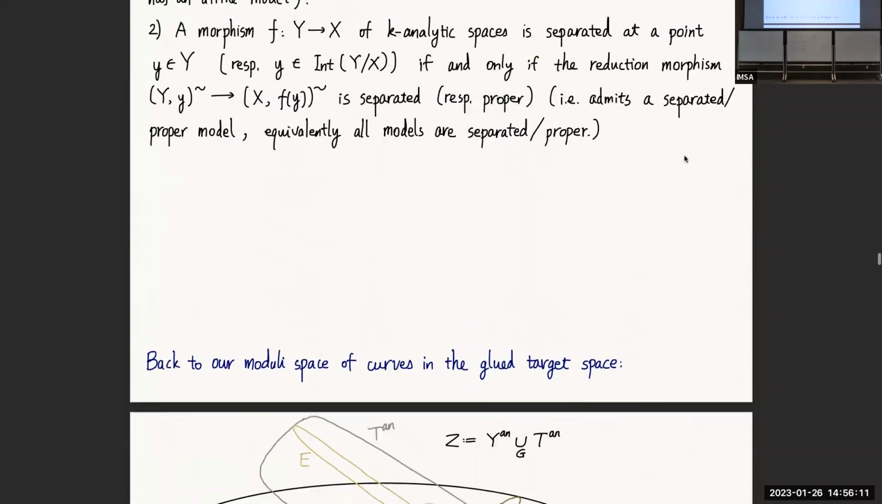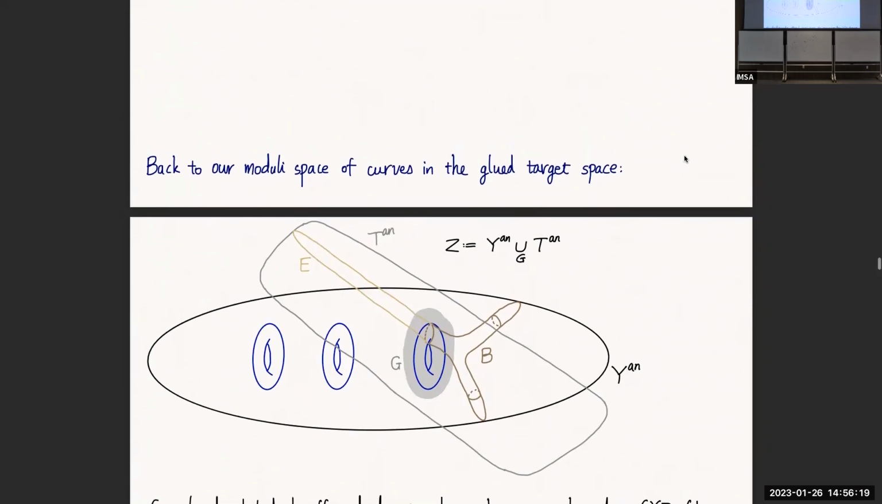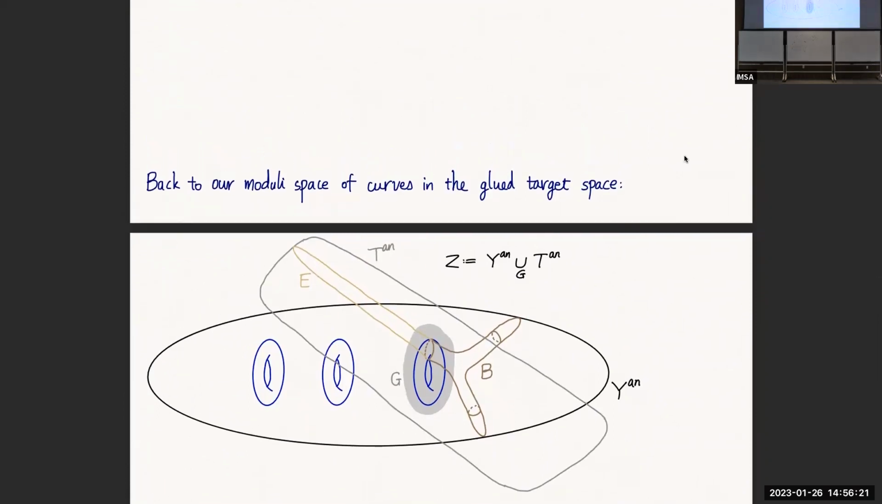Okay. So this is a very general story about non-Archimedean geometry. Do you have any questions at this point? Otherwise, I will just go on.